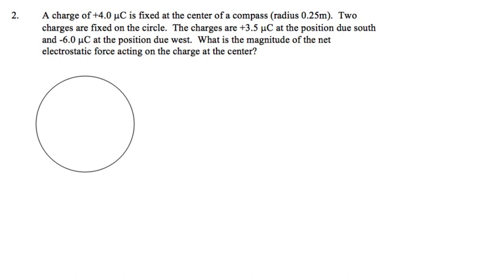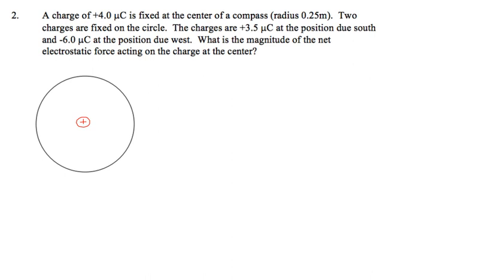So here is the compass, and it says a charge of +4 microcoulombs is fixed at the center of the compass, and they give us the radius of the compass. So I know how far away the charges are going to be away from the center. So a charge of plus is in the middle. I'm just going to put a plus. I'm not going to label it at this time. I'm just saying that that's plus there.